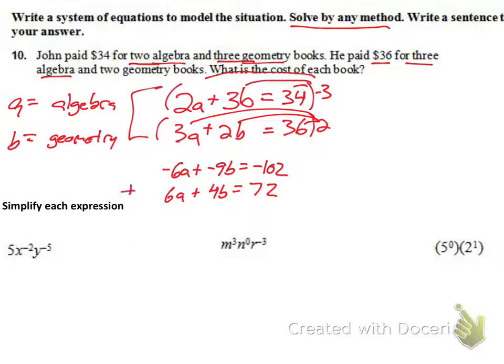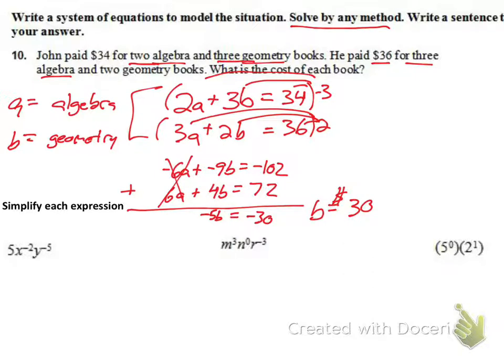Then I can just add down, and what I get is that these cross out, and I have -5b is equal to -102 plus 72, and that would give us -30. So then I divide by -5 on each side, and I get that b equals a positive 6. So that means each geometry book is $6.